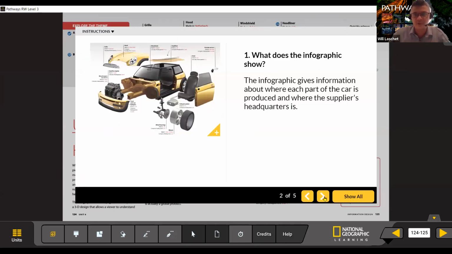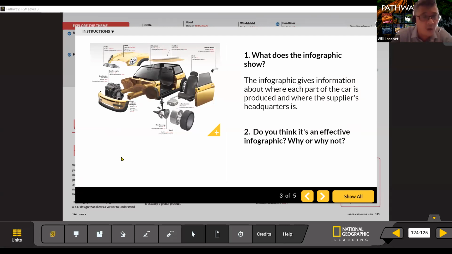Okay, so we've looked at what the infographic shows. Well, let me ask you, I think it's an effective infographic. What do you think? Okay, so question number 2, do you think this is an effective infographic? Why or why not? So let's see your opinion.